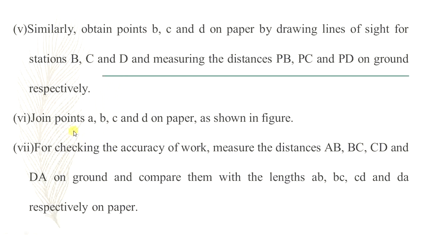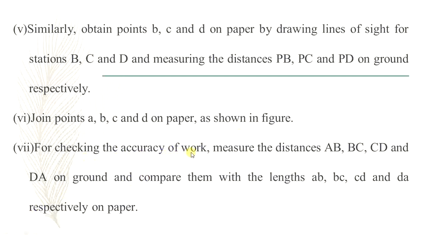Then join the points A, B, C, D on paper as shown in the figure. So after all the sighting of the locations or points, we have to join the small a, b, c, d on the figure on the paper.